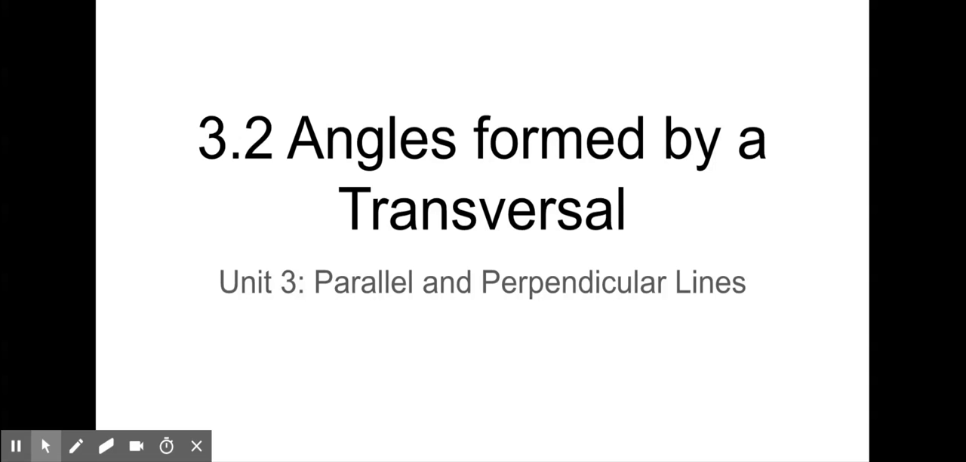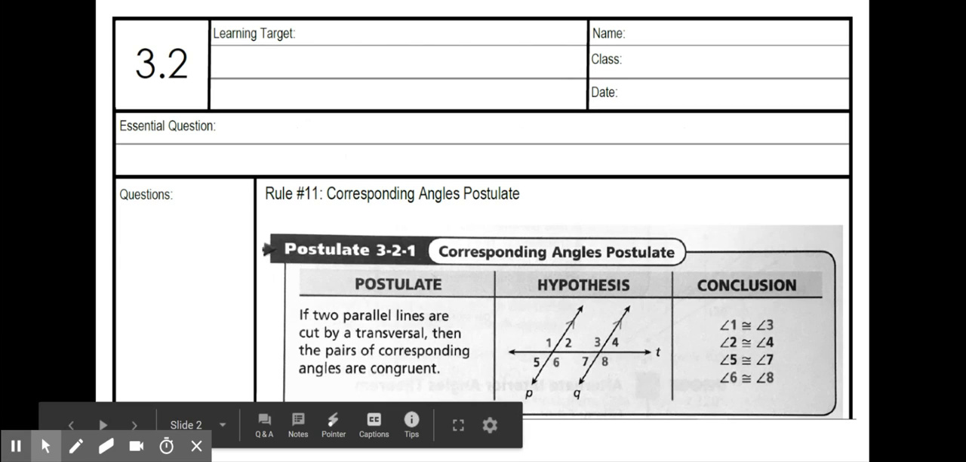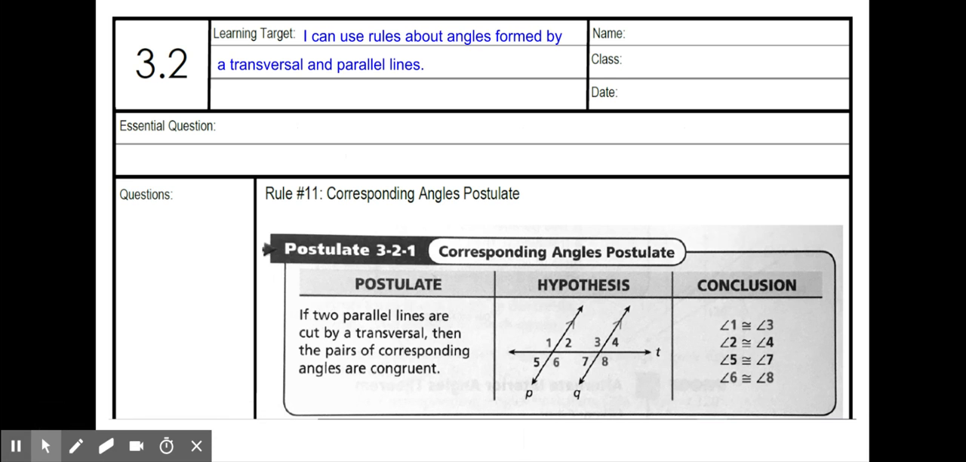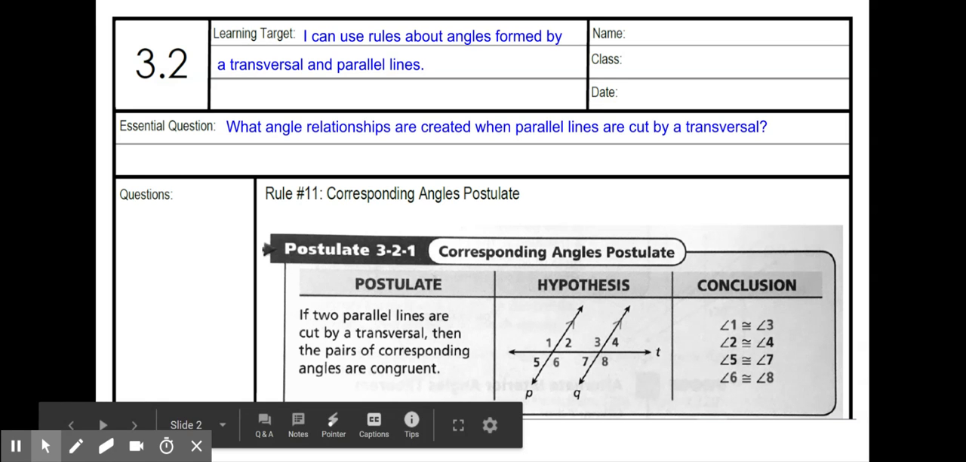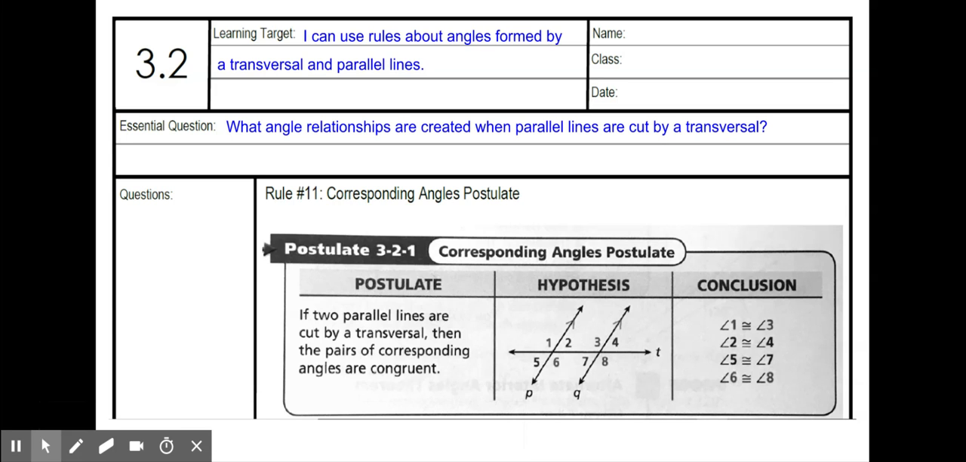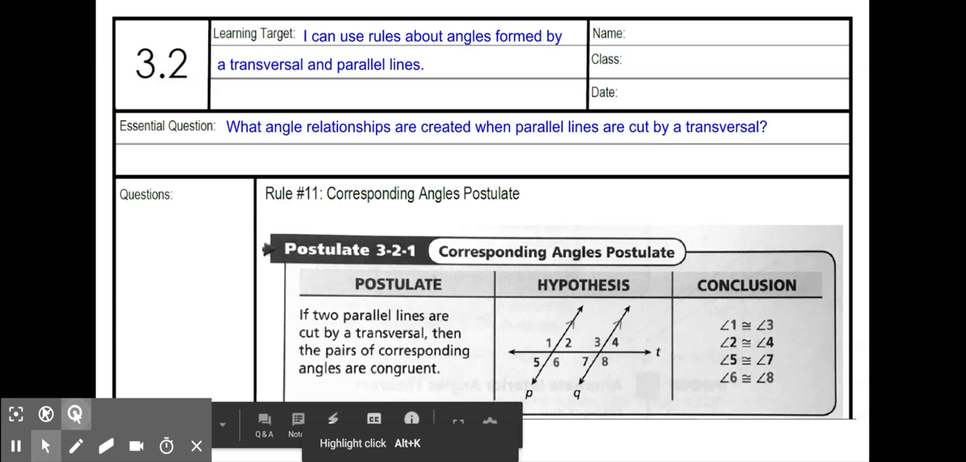Today we're going to look at the angles that are formed by a transversal. So our learning target is I can use rules about angles formed by a transversal and parallel lines. Our essential question is what angle relationships are created when parallel lines are cut by a transversal.